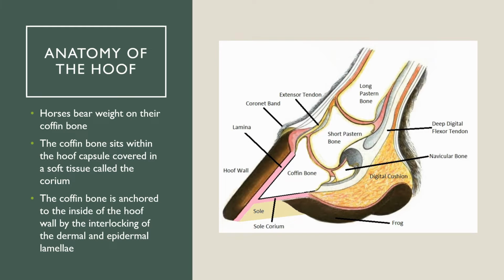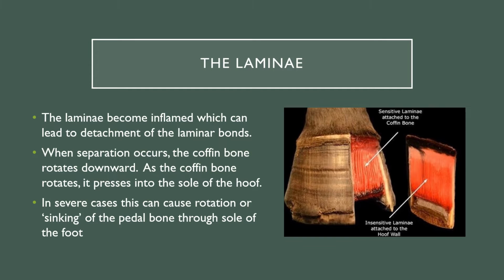To understand laminitis, it is important to know about the anatomy of the hoof. Horses bear the majority of their weight on their coffin bone. The coffin bone sits within the hoof capsule, covered in a soft tissue called the corium. The corium is responsible for providing nutrition to the hoof. The coffin bone is anchored to the inside of the hoof wall by the interlocking of the dermal and epidermal lamellae. The lamina provides support to the coffin bone as it is 2 folded layers of tissue.